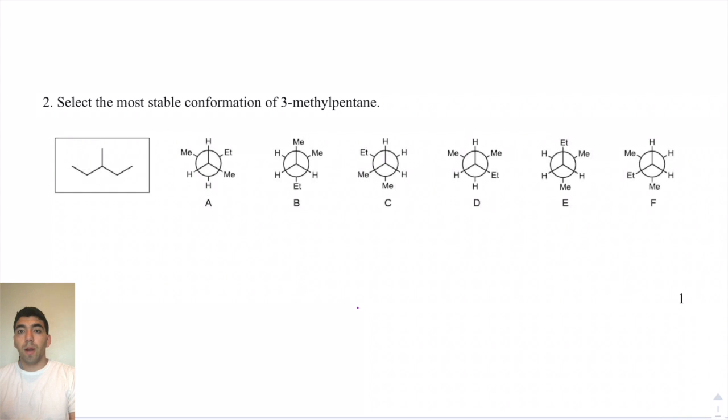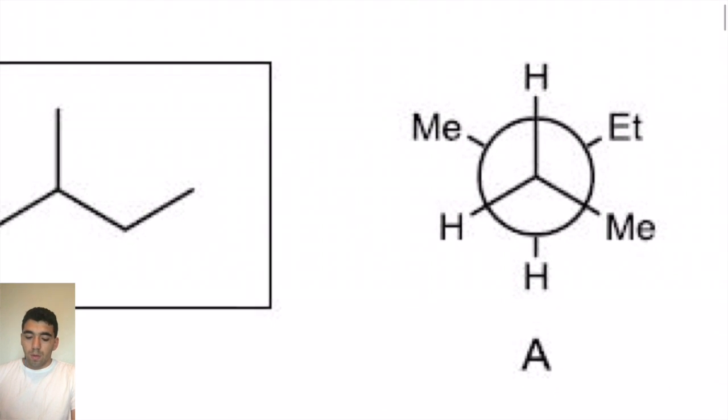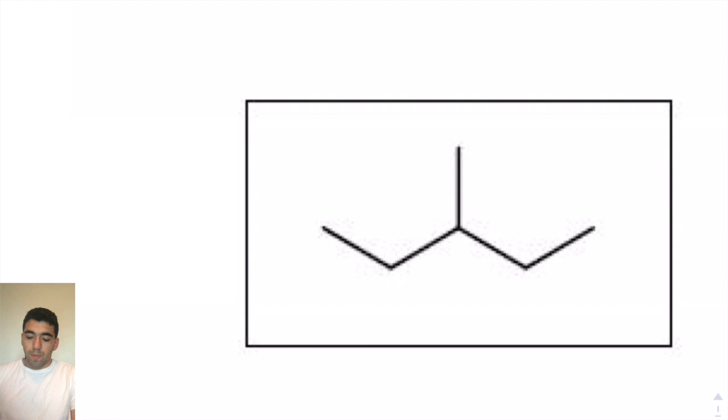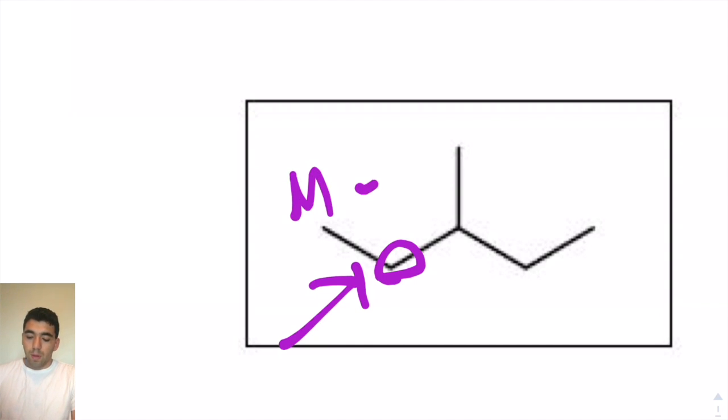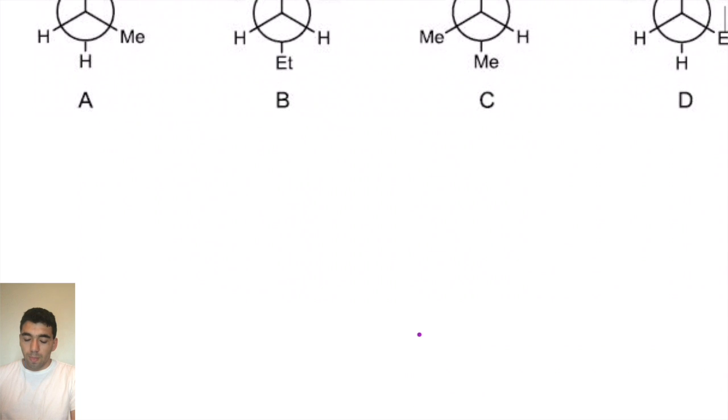Okay, we're going to move on to problem 2. Select the most stable conformation of this molecule over here, 3-methylpentane. Conformations here are given in these projections. So in here we're looking at it from this side, meaning when we look at it we have this carbon in the front with a methyl, and this back carbon has a methyl and an ethyl. So we have to worry about the interactions going on between these.